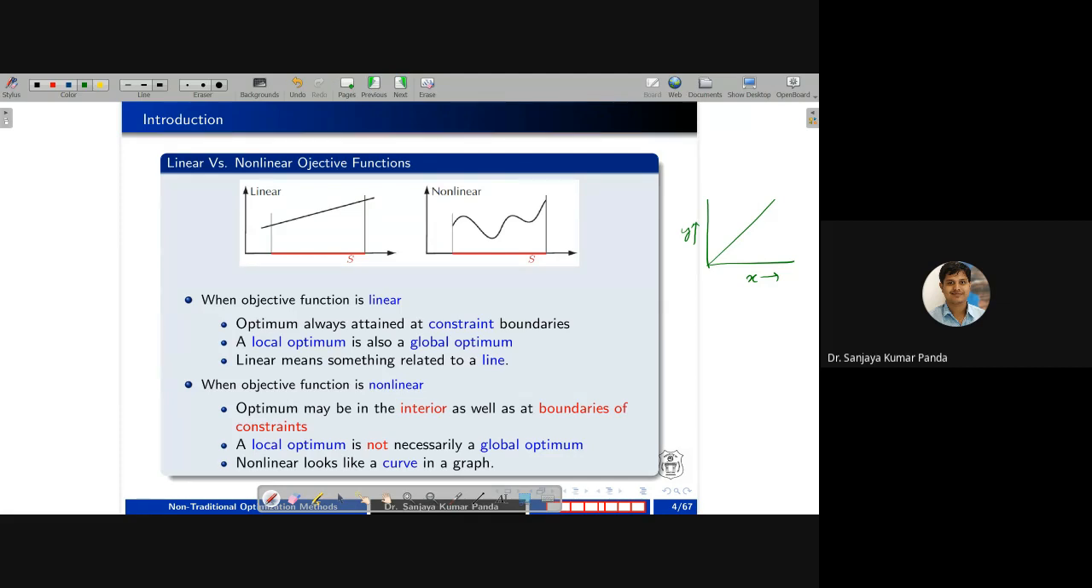But when you go for a non-linear objective function, as I said previously, the local optimum solution is not necessarily the global optimum solution, and the optimum may be in the interior or it may be at the boundary of the constraints. So rather than focusing on a line, in non-linear we focus on a curve, right? Earlier problems are more or less non-linear objective functions. So solving a non-linear objective function is very challenging, because you may reach a local optimum solution and claim that you have reached the global optimum solution, but actually it is not a global optimal solution.